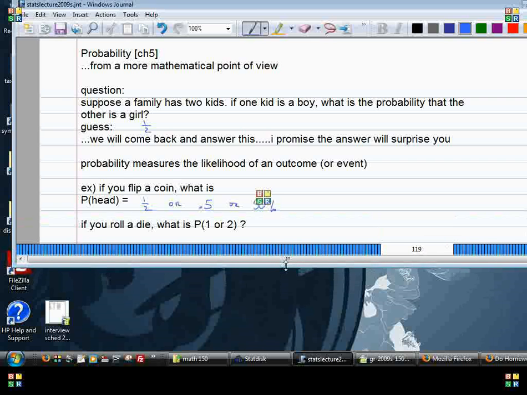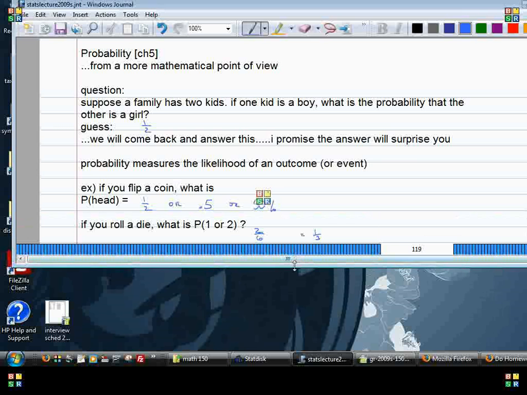Now, if you roll a die, what's the probability that you roll a 1 or a 2? Okay, is everybody good with that? Okay, 6 possibilities, 2 of them are the ones that we're looking for.